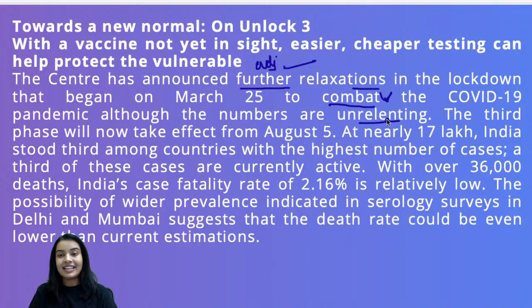Here, unrelenting is used as an adjective because we are saying although the numbers are... The numbers, this word numbers over here, is acting as a noun. And when you have this kind of structure, she is, they are, and then you use a word that is an adjective. They are impressive. These sessions are interesting. In the same manner, numbers are unrelenting, and that's what we have as an adjective over here.